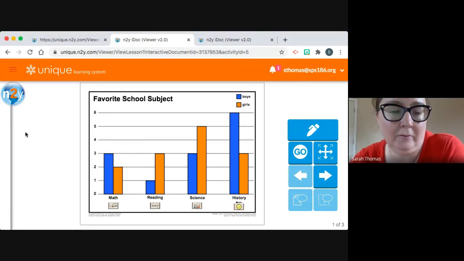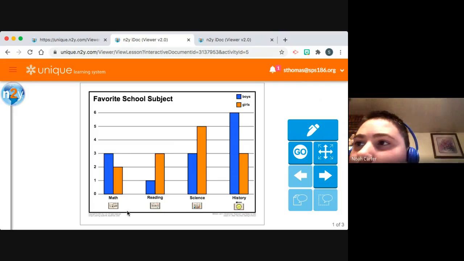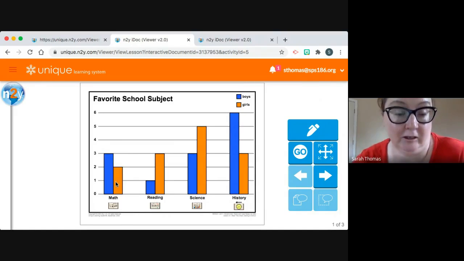We have this chart here. Is this a pie chart, Noah, or a graph chart? A graph chart. Yeah, it's a graph chart. Good. All right. So what do the different colors mean? What do you think blue means up here? There's the blue, and right next to it, what word is that?